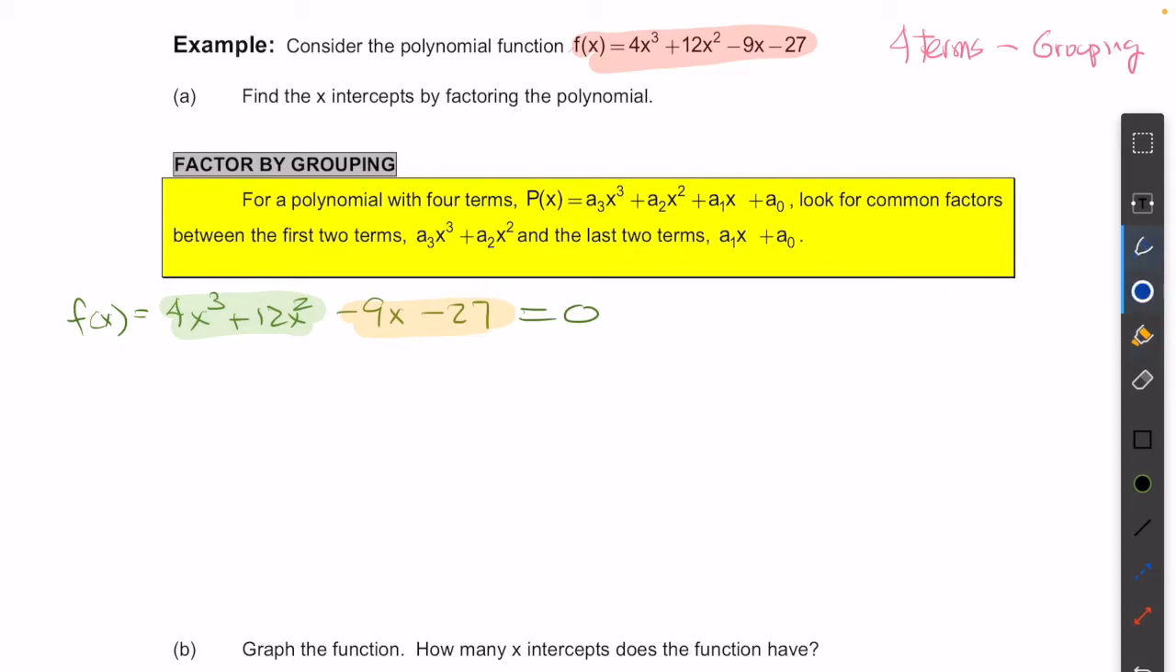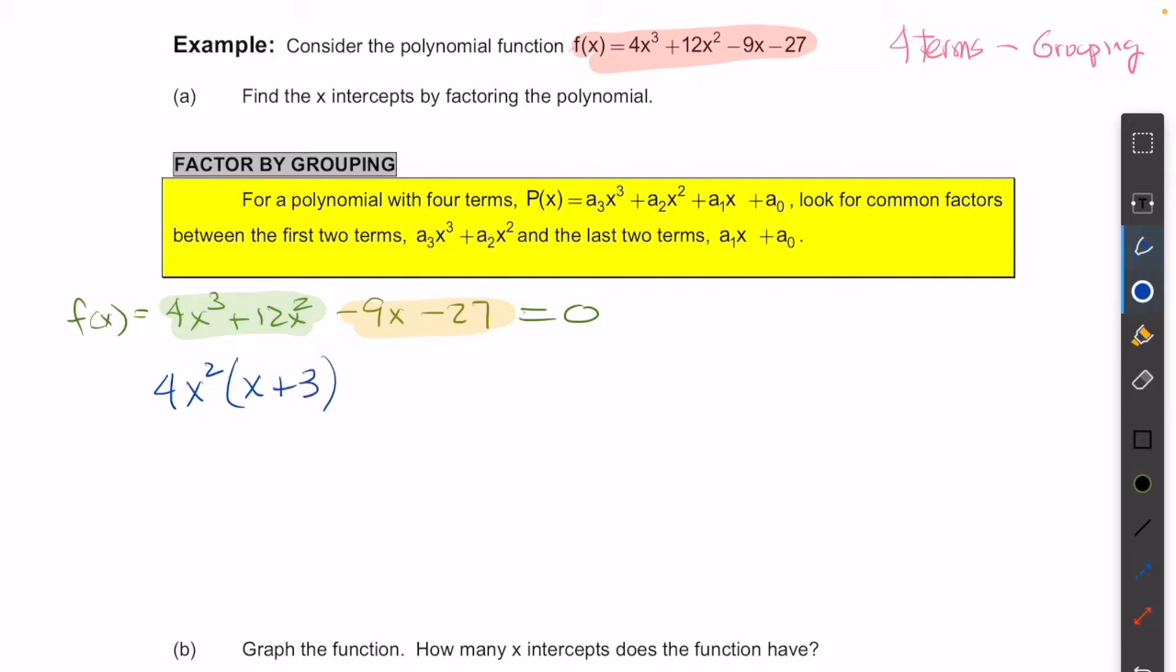And then you want to look for a common factor in the first group. So just looking at the 4x cubed and the 12x squared, I'm noticing that there's a 4 common and x squared is common to both of those. And if you factor that common factor out from just the first 2 terms, we're left with x plus 3.